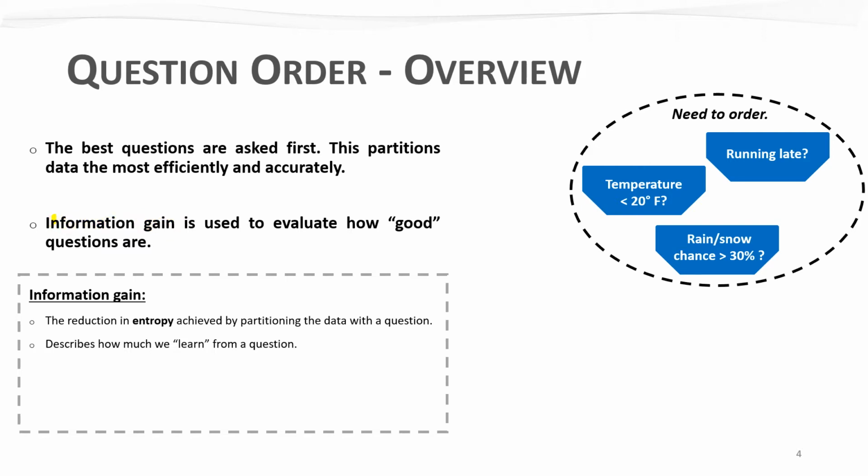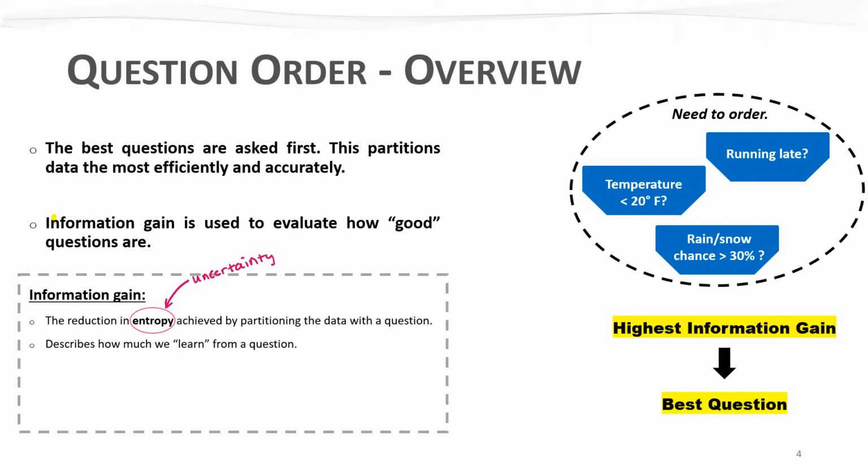Information gain is the reduction in entropy achieved by partitioning the input set with the question. Here we can think of entropy as uncertainty. So loosely speaking, information gain describes how much we learn from each question. By calculating the information gain for each question, we can compare the questions. The question with the highest information gain is the best question.